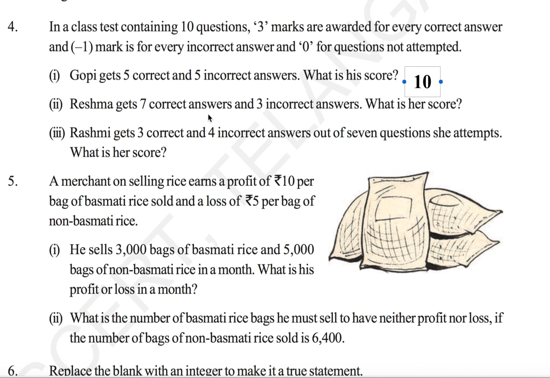Rashmi gets 7 correct answers, 3 incorrect. What is her score? 7 times 3 is 21. 21 minus 3, 18. Yes, her score is 18. Rashmi gets 3 correct, 4 incorrect answers out of 7 questions she attempts. What is her score? 3 threes are 9. 9 minus 4, 5. 5 marks.